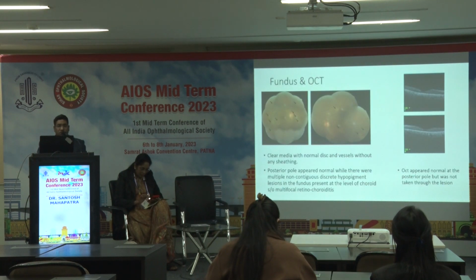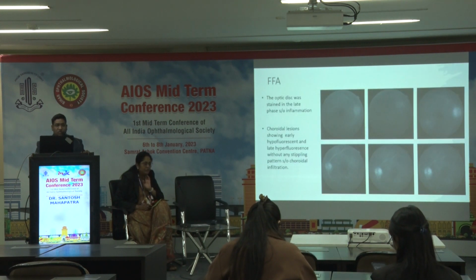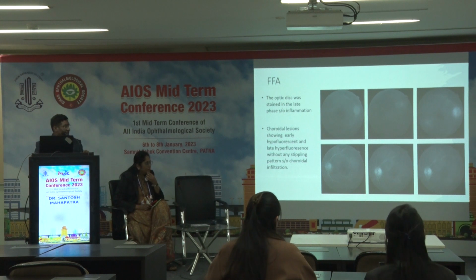After 4 days, when we again took pictures, the choroiditis patches were more prominent. Vitreous had started clearing a little, so we could take a good picture. OCT was normal, and the posterior pole appeared normal. The angiogram showed disc hyperfluorescence and peripheral patches of choroiditis.